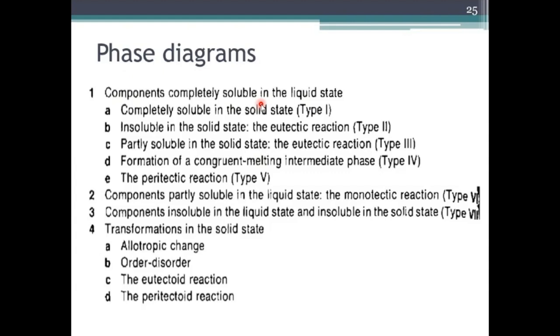In that we have subcategories. The first condition is that the component should be completely soluble in the liquid state. Simultaneously, it should be completely soluble in the solid state also. That is type 1. If any particular compound satisfies these two conditions, it falls under the type 1 category.